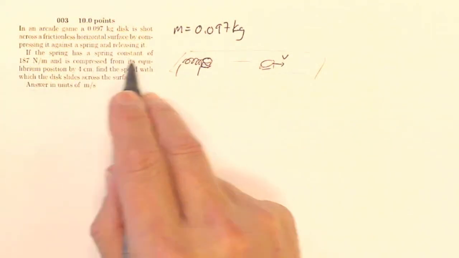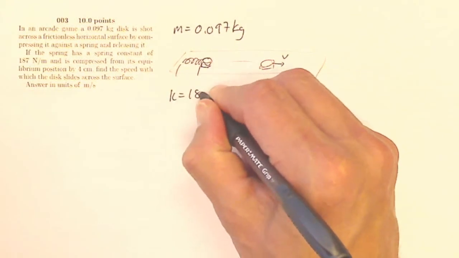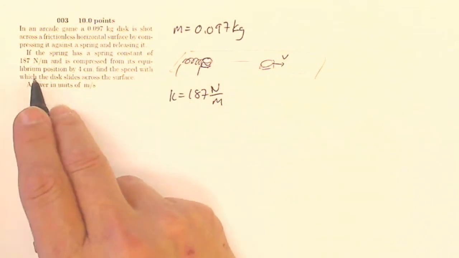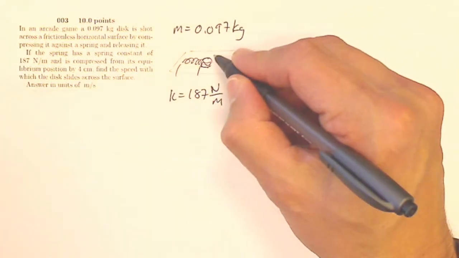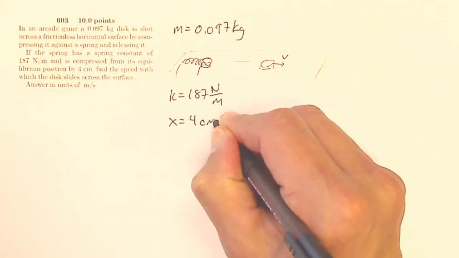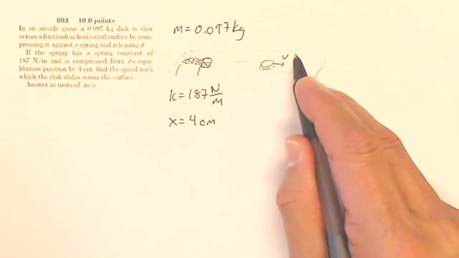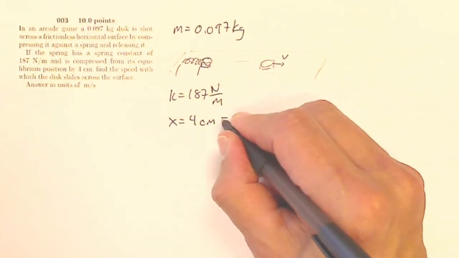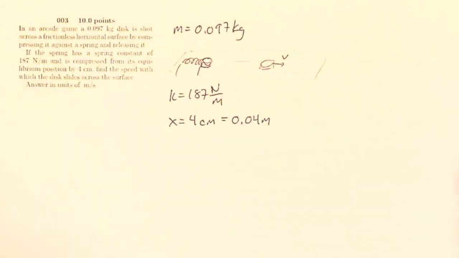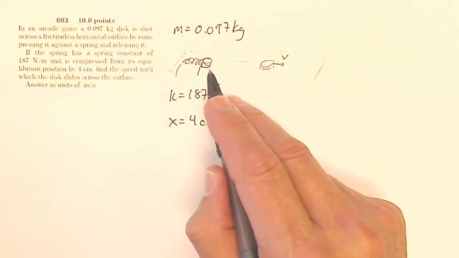If the spring has a spring constant of 187 newtons per meter, so my k is 187 newtons per meter, and is compressed from its equilibrium position by 4 centimeters, so I know that my compression, my x, is 4 centimeters. Find the speed with which the disc slides across the surface. So I'm going to look for that velocity. Well, 4 centimeters is 0.04 meters.